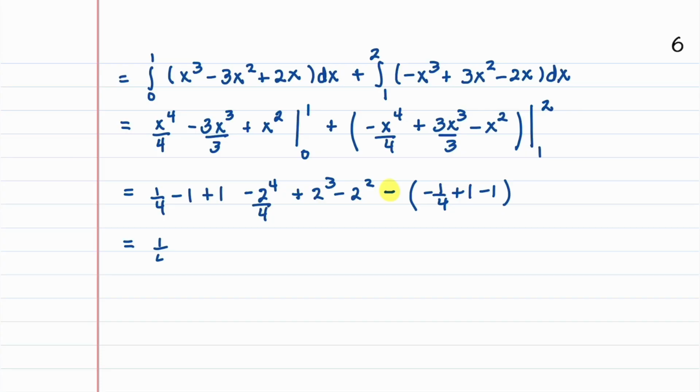Now let's see what we get. This is 1/4 minus 2 to the 4th. That is 16, and we divide that by 4. So this is minus 4. And then we have a plus 8 minus 4. And then we have a plus 1/4. All three of these terms cancel out. We have a minus 8 plus 8, so we just have 1/4 plus 1/4, which gives us 1/2. The area between our two curves is equal to 1/2.